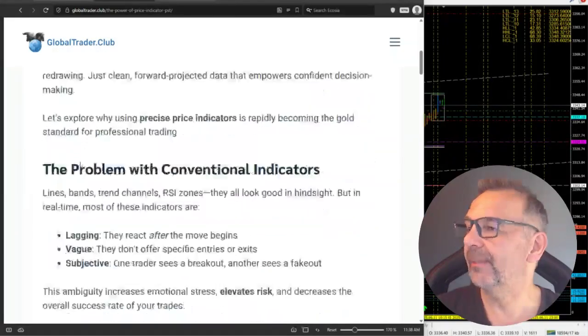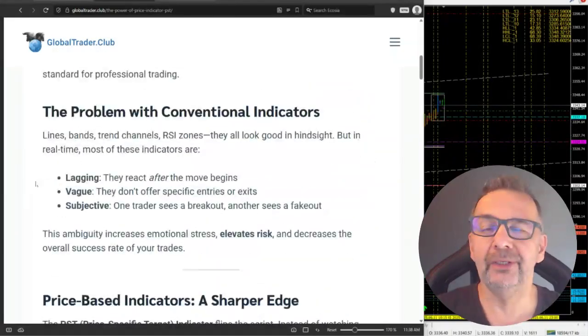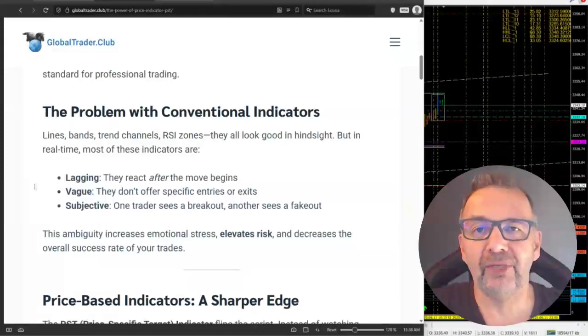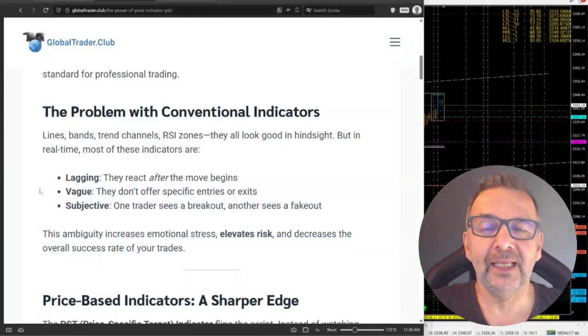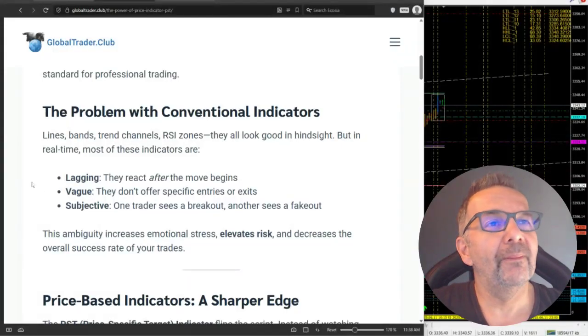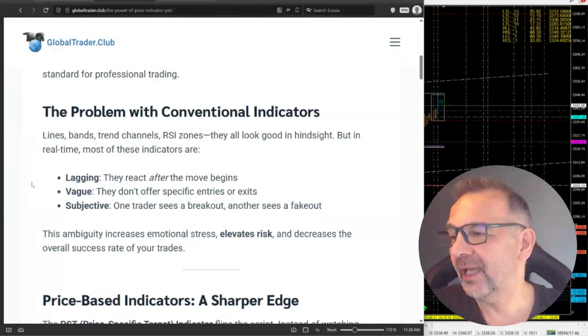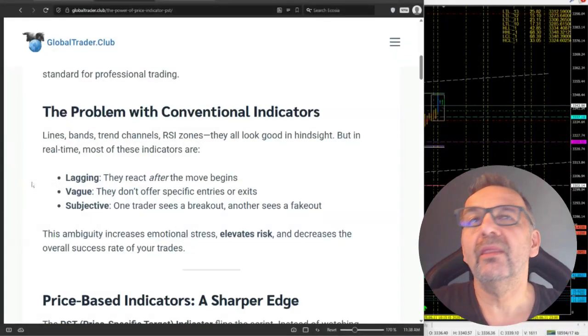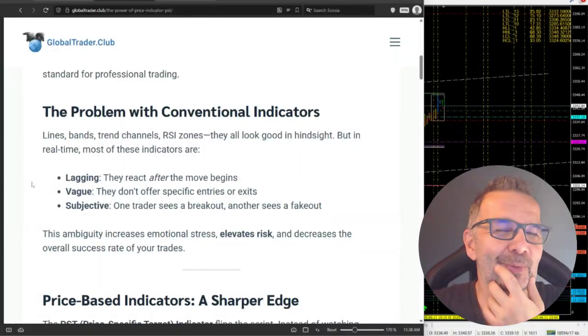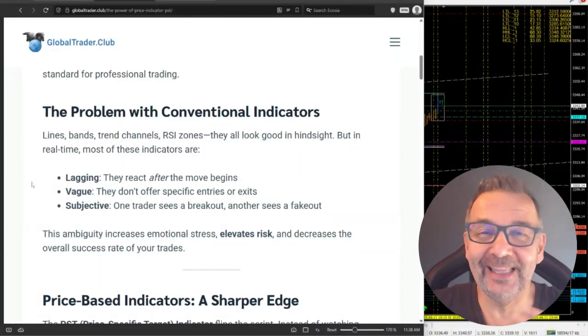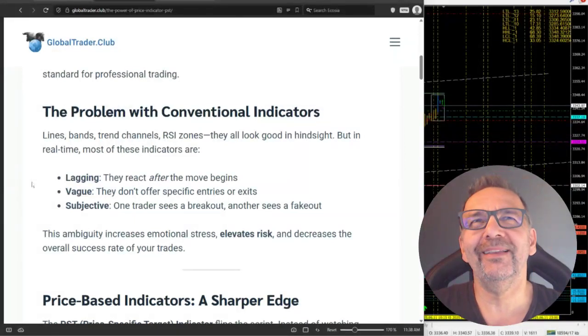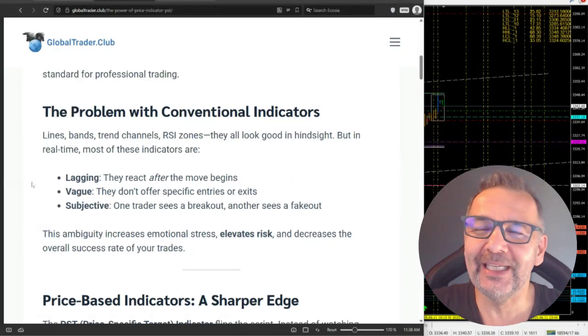Now, I developed the PST indicator over a long period because I was very frustrated with all the indicators. When I started trading, there was an encyclopedia about indicators, and there were like 100,000 indicators in there at that time, and this is like 25 years ago. So I'm thinking, well, which one are you going to choose?